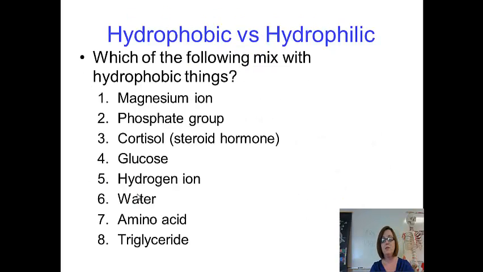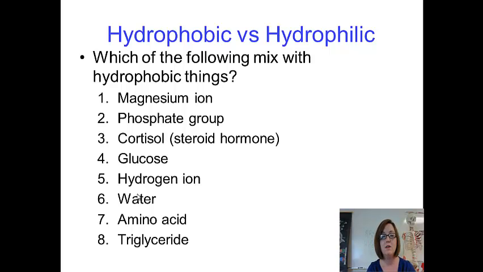All right, here I have a list of items, and I want you to try to figure out if these things are things that are going to mix well with other hydrophobic things. So, what mixes well with hydrophobic things are other hydrophobic things. So, if anything on this list is going to mix with something that's hydrophobic, then it itself has to be hydrophobic. So what we have to do is go through this list and figure out which things are hydrophobic and which things are hydrophilic. Anything that's hydrophilic is likely not going to mix with something that's hydrophobic.